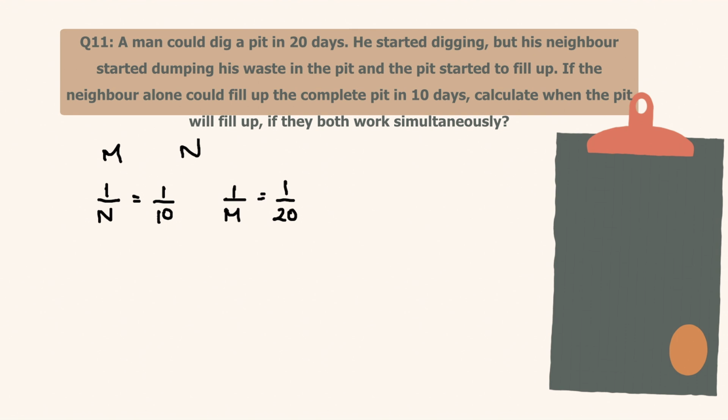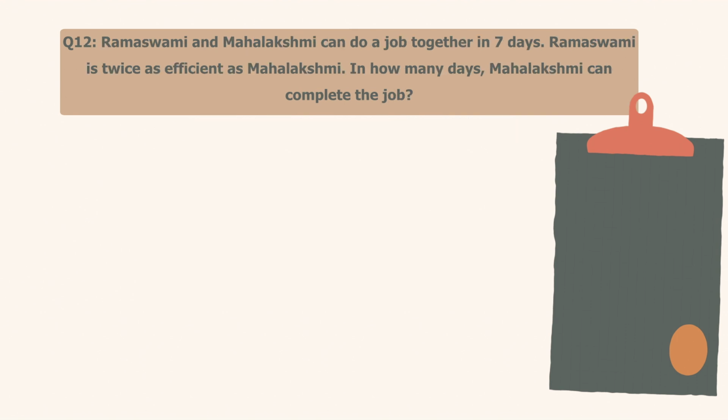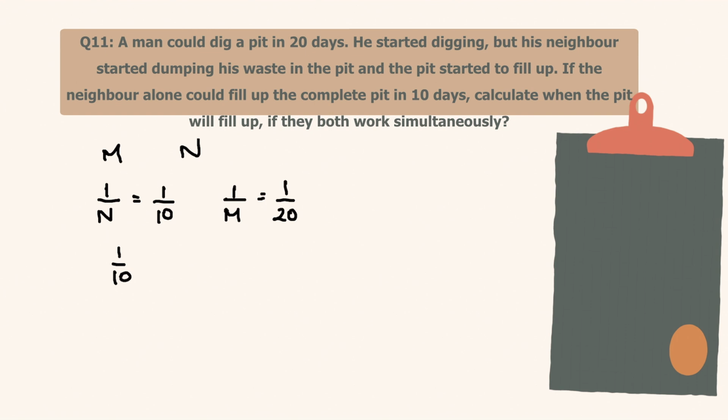And we have to calculate when it will fill up, which means this man is doing positive work. This is a negative work. We will add a negative symbol here. Why? Because he is digging a pit. This is filling up, and eventually filled up means this is a positive work and this is the larger work. That's why we subtract this one from this one.